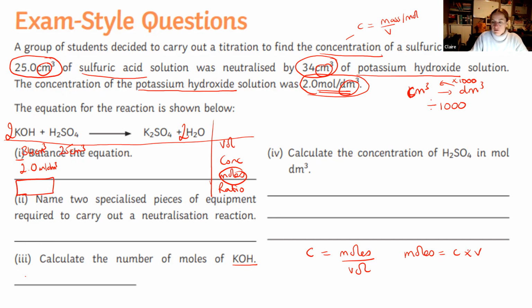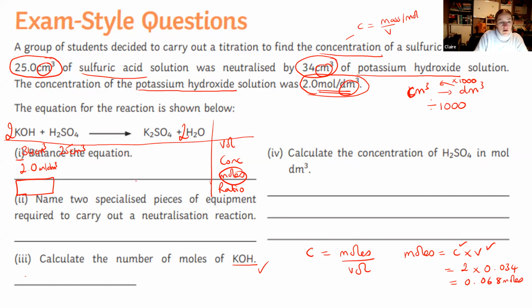So what I need is moles of potassium hydroxide. I have concentration and I have volume, but your volumes have to be in the same units, so it's centimeters cubed divided by 1,000. So the concentration is 2 times 0.034, which equals 0.068 moles. So that's your first answer. It's all summarized and visualized, remembering my equation for concentration. So that's done, tick.